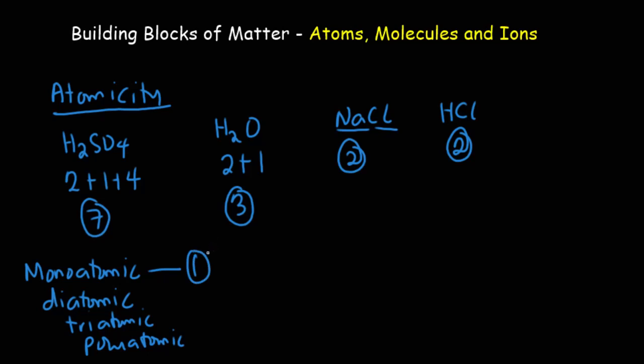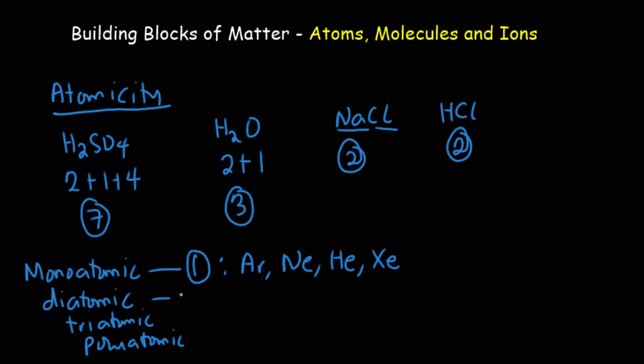Whose atomicity is 1. An example of monoatomic molecules are group 8 elements, which are argon, neon, helium, and xenon. All these are molecules, but their atomicity is just 1. So we see that group 8 elements are monoatomic molecules.